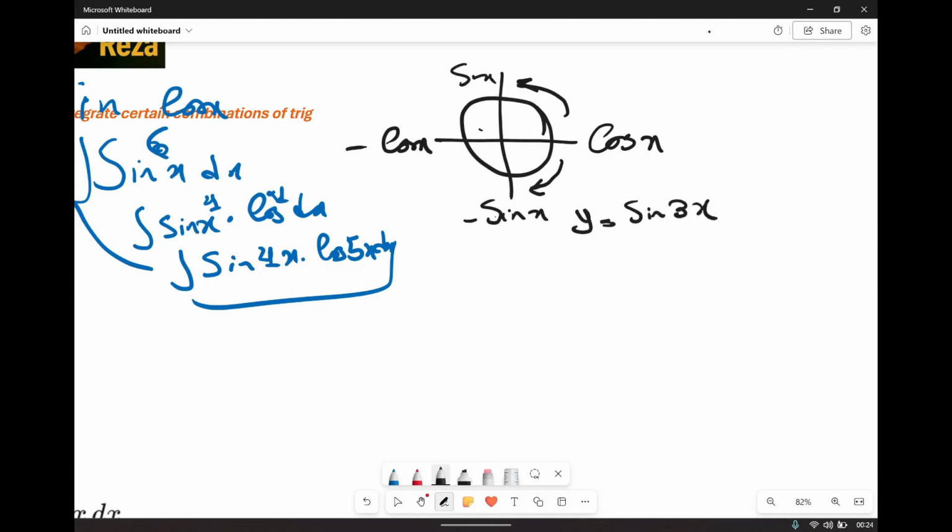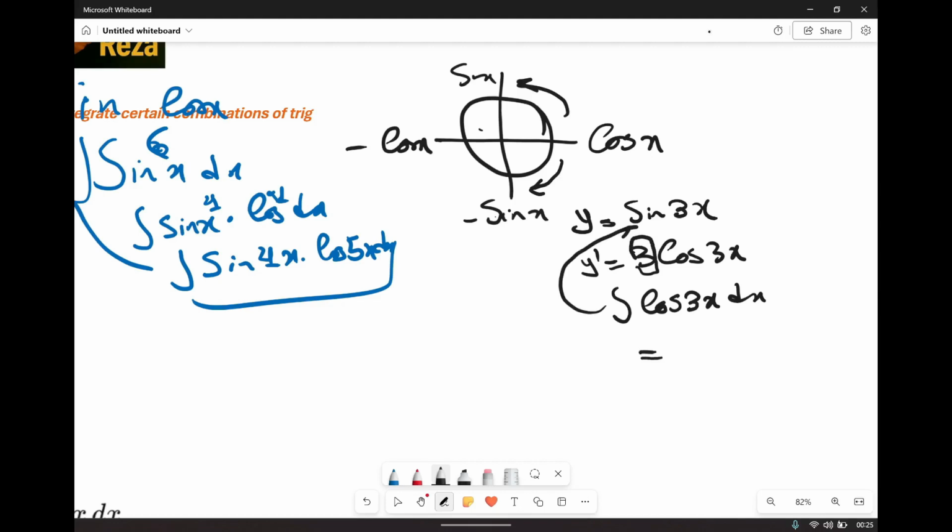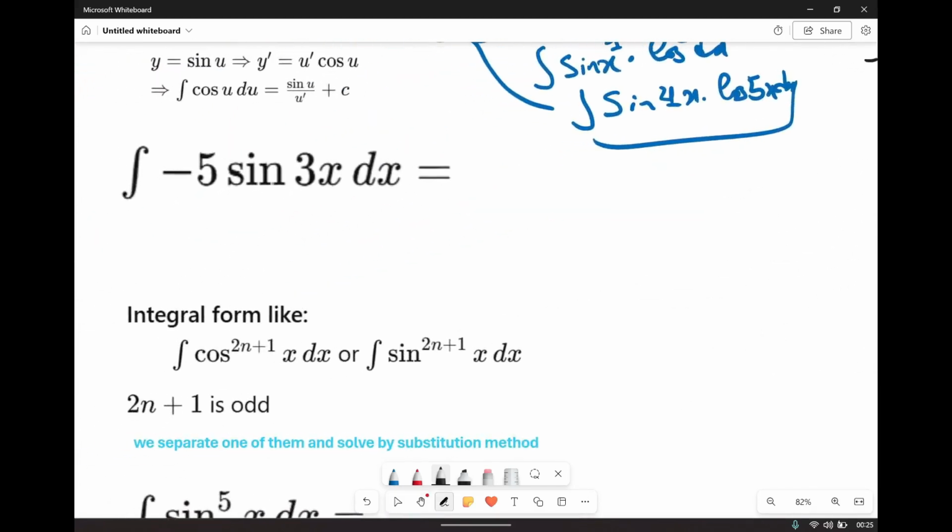If we calculate the derivative, y prime is 3 cosine 3x, yes? But how must we calculate the integral of cosine 3x dx? Previously we multiplied by 3, yes, the operator is invertible, and here it is sine 3x divided by 3 plus c. Am I right? Therefore, by this trick, I'm going to solve this.